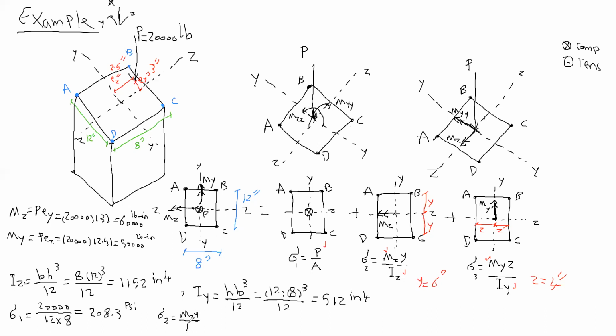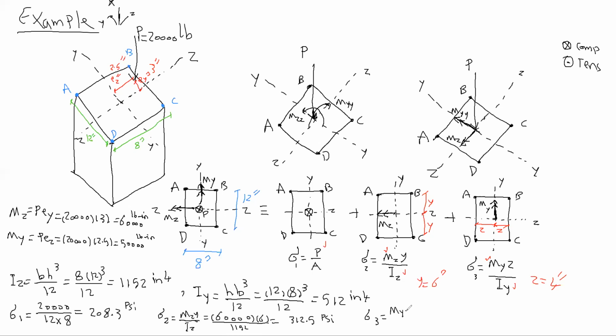Sigma 2 is MZ times Y divided by IZ. What is MZ? 60,000. What is Y? 6 inch. What is IZ? 1152, right? It's 312.5 psi. Okay, this is sigma 1, sigma 2, and sigma 3.